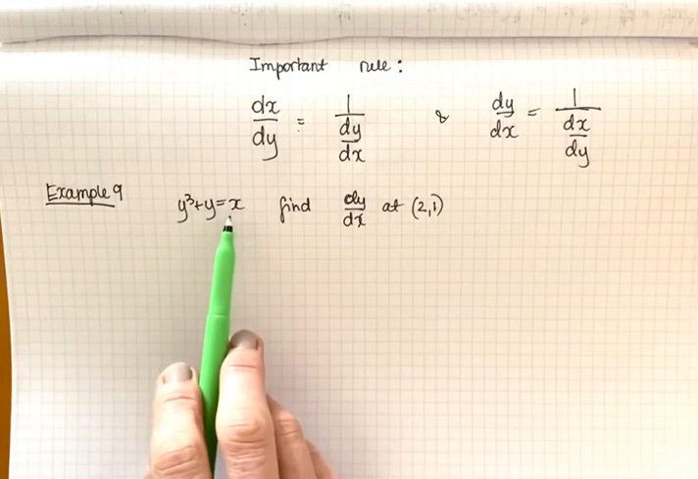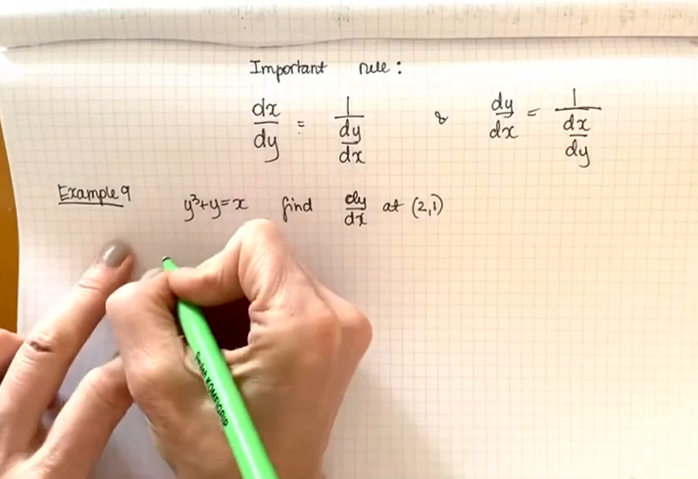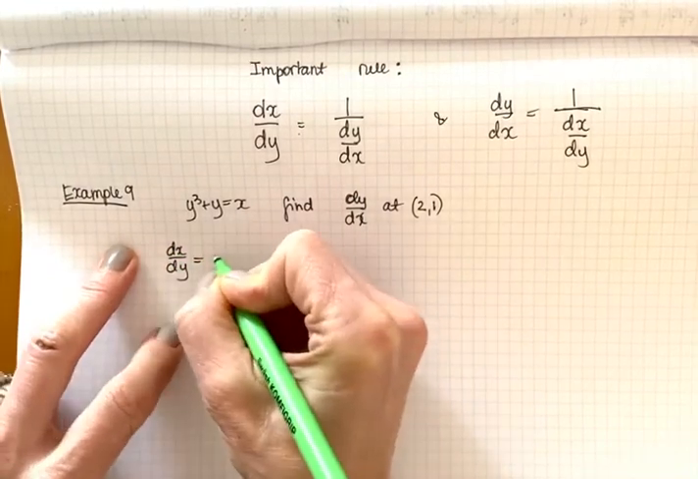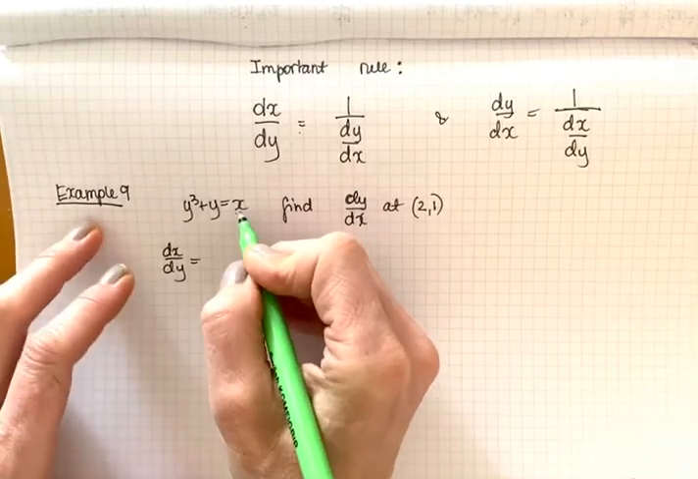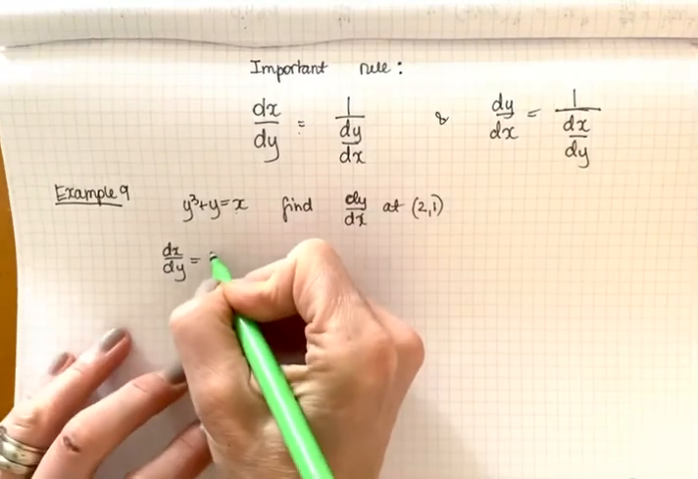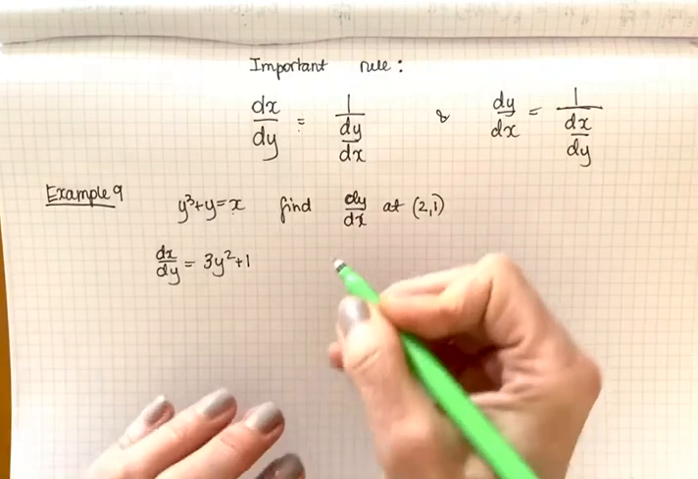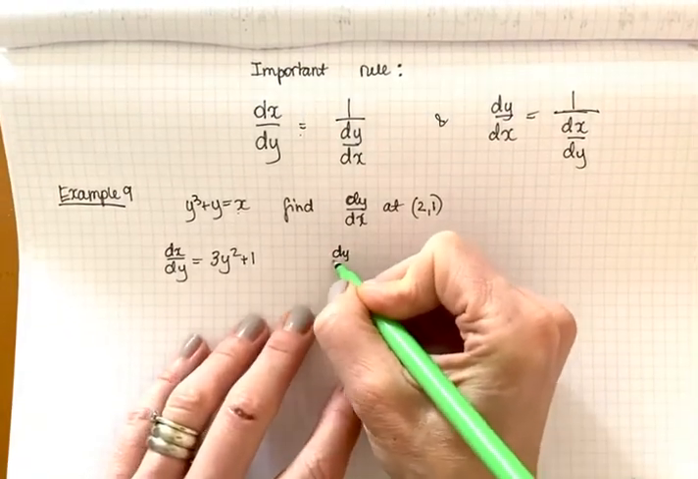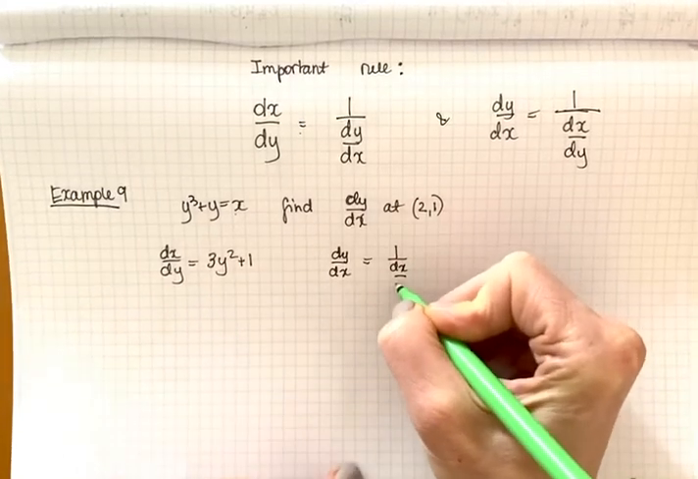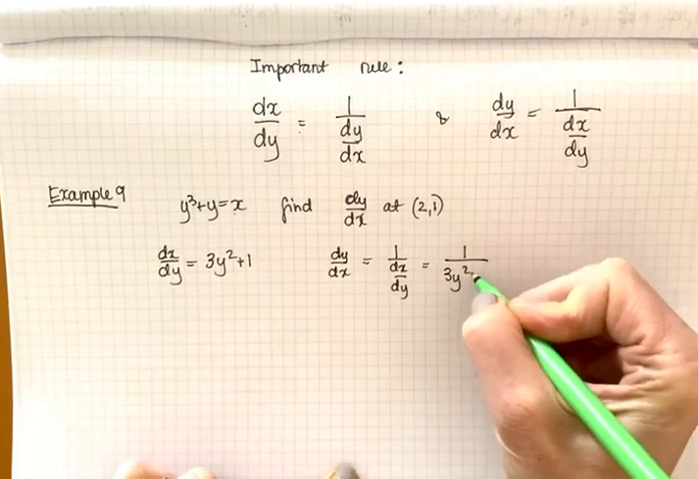Therefore, like in the example 9 over here, we've got y cubed plus y is equal to x. So dx dy can be found. So we are going to differentiate x with respect to y. So the x's and y's swapped roles. So it's going to be 3y squared plus 1. To find dy dx, we are just going to flip our dx dy. So it's going to be 1 over 3y squared plus 1.